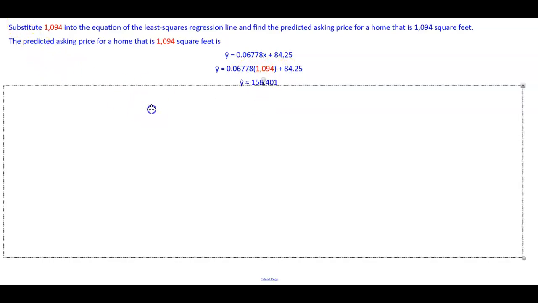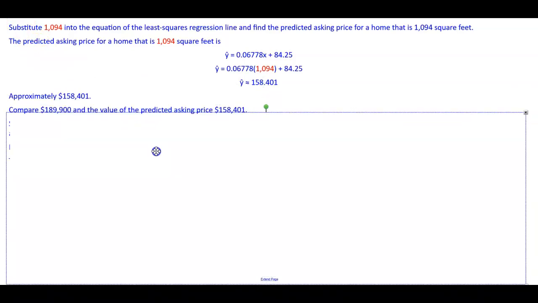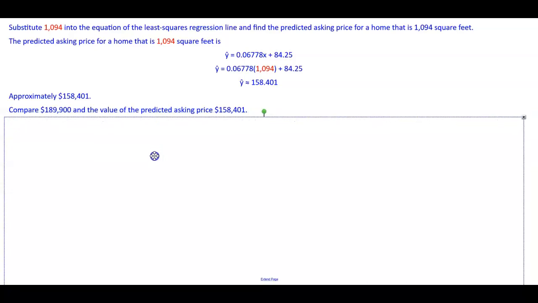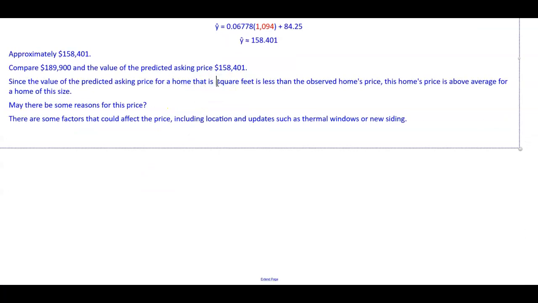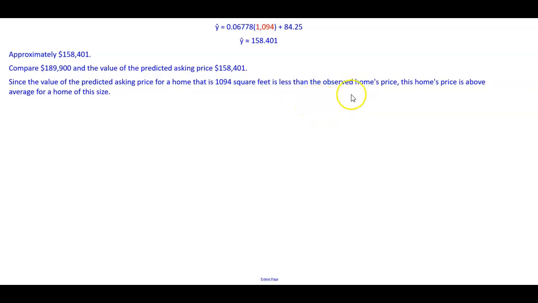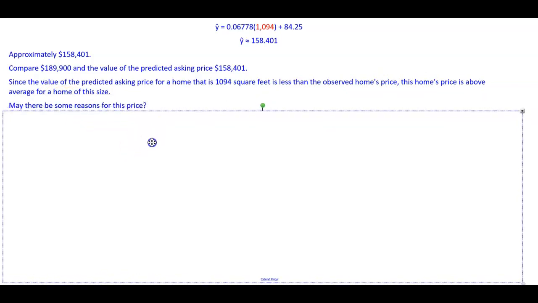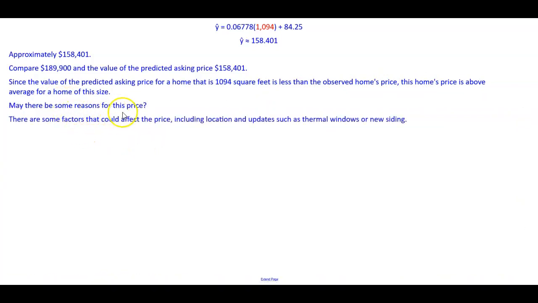Multiplying it by the decimal and adding 84.25 gives us 158.401, so that is approximately $158,401. If we compare $189,900 and the predicted asking price of $158,401, since the predicted asking price for a home that is 1,094 square feet is less than the observed home's price, this home's price is above average for a home this size. Now, there may be some reasons for this price. There are some factors that could affect the price, including location and updates such as thermal windows or new siding.